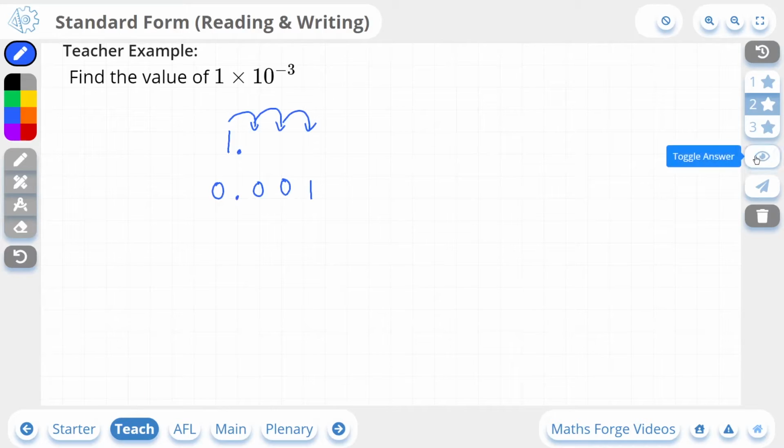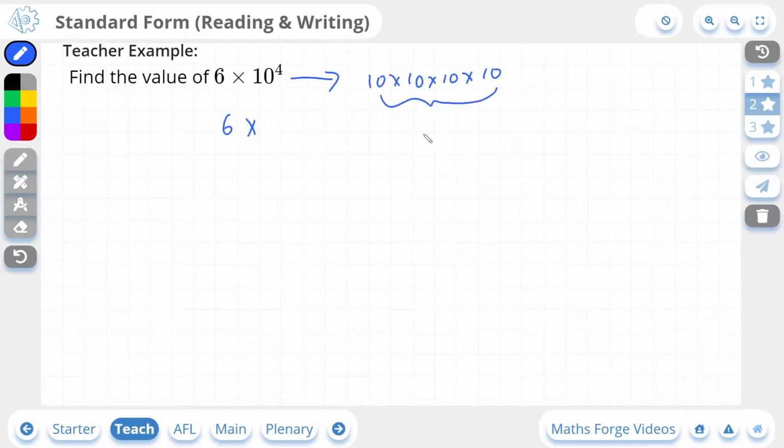If we check our answer, there it is. We'll do another two-star example where we're finding the value of 6 times 10 to the power of 4. Of course, 10 to the power of 4 is 10 multiplied by itself 4 times, and this is going to give us 10,000. So it's just a matter of multiplying 6 by 10,000. And this is going to give us 60,000. And this should be our final answer. If we check our answer, there it is.